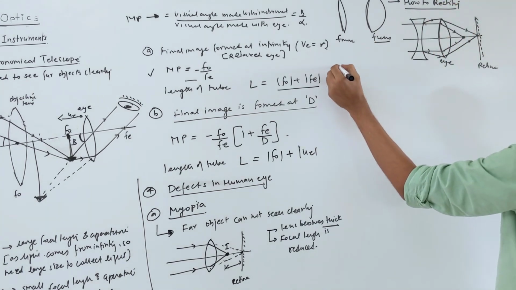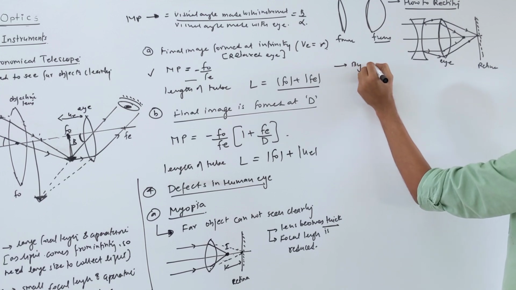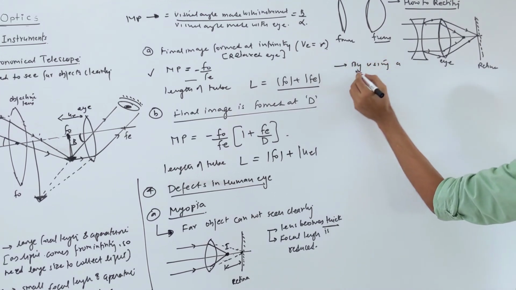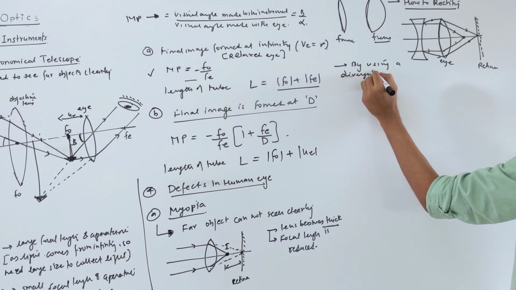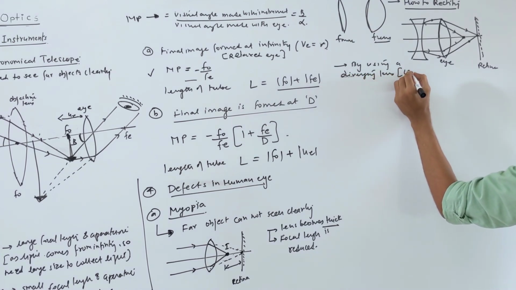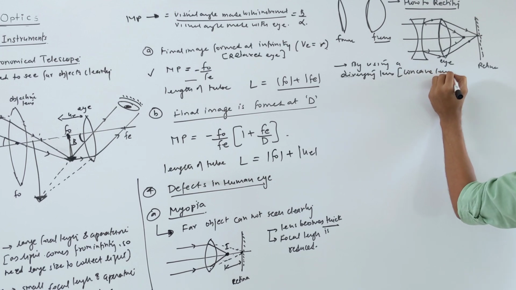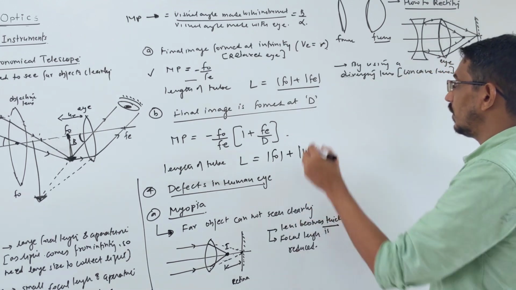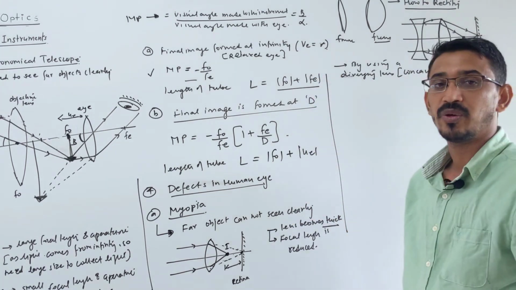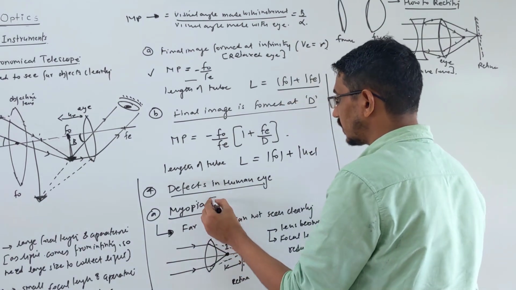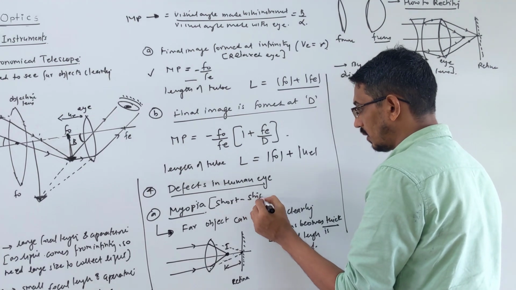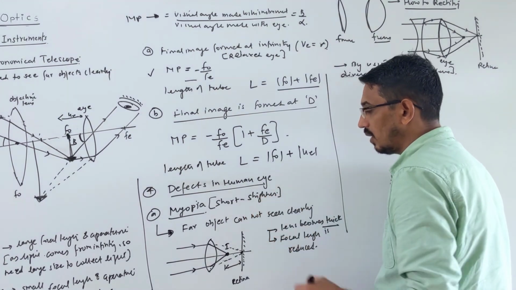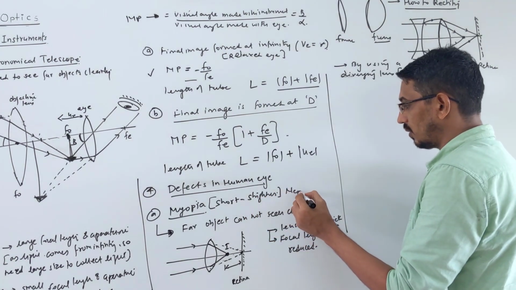You write: by using a diverging lens, also called a concave lens. So a concave lens is required to correct this defect, myopia. The other name, as I told you, is short-sightedness, or nearsightedness also.